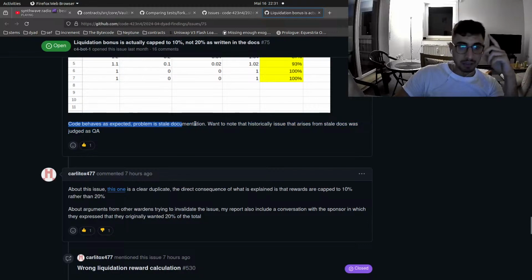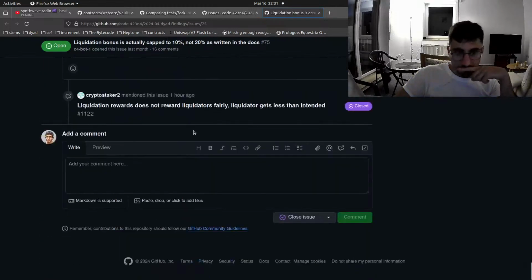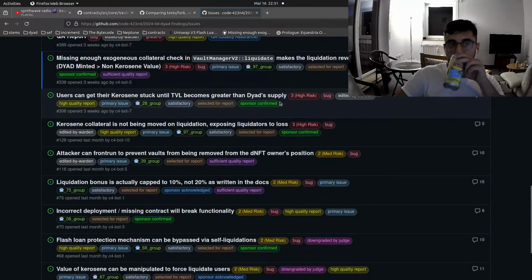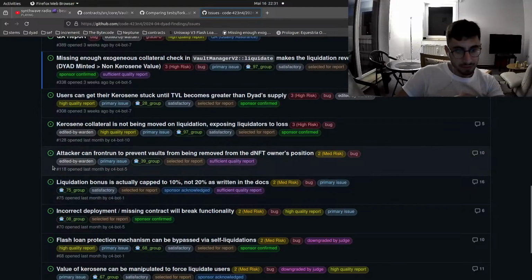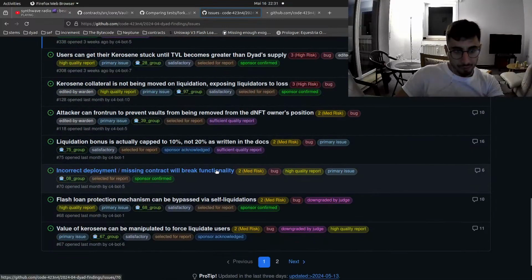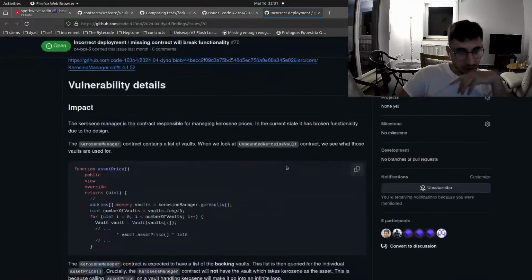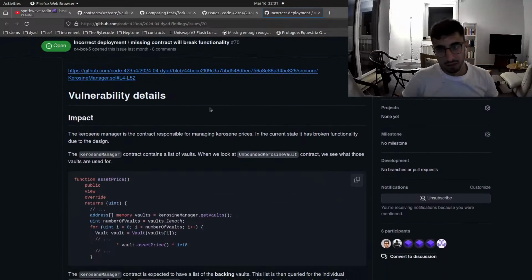Code behaves as expected. Problem is state implementation. Want to know the situation? Yeah. And this is just a back and forth between. So much overhead in this. Incorrect deployment, missing contract. Merging in the current state it has broken functionality due to design.